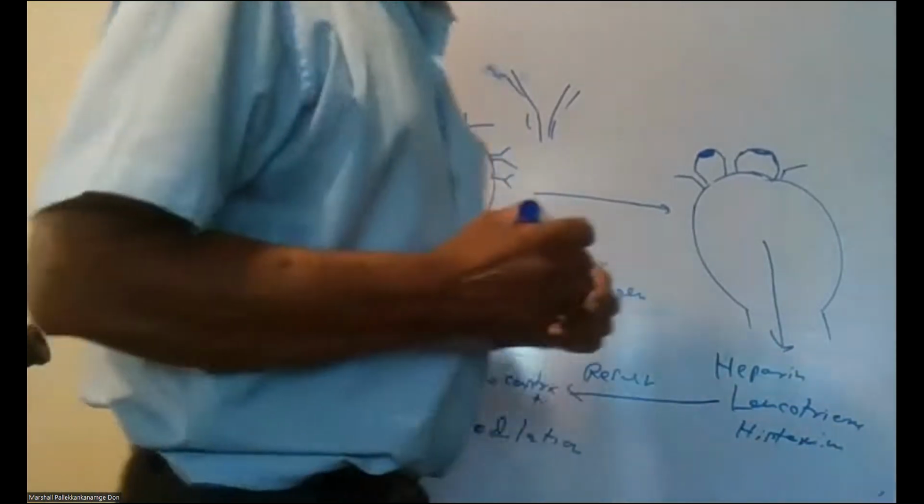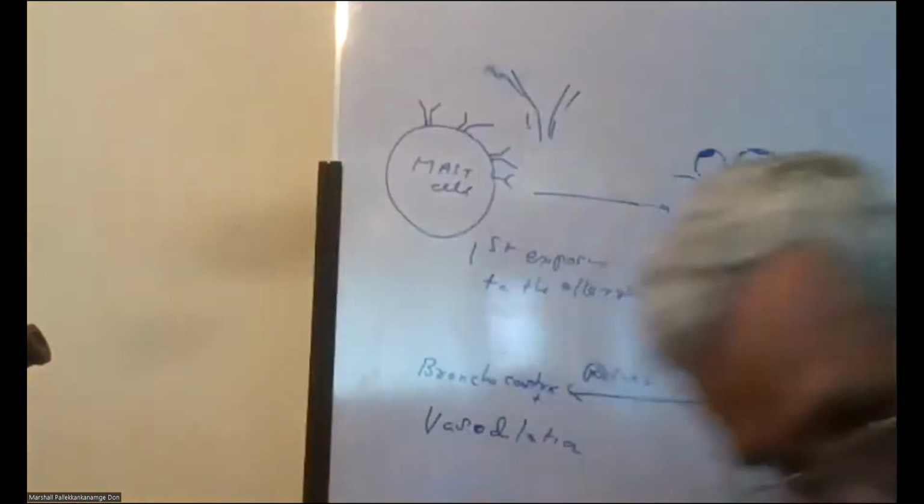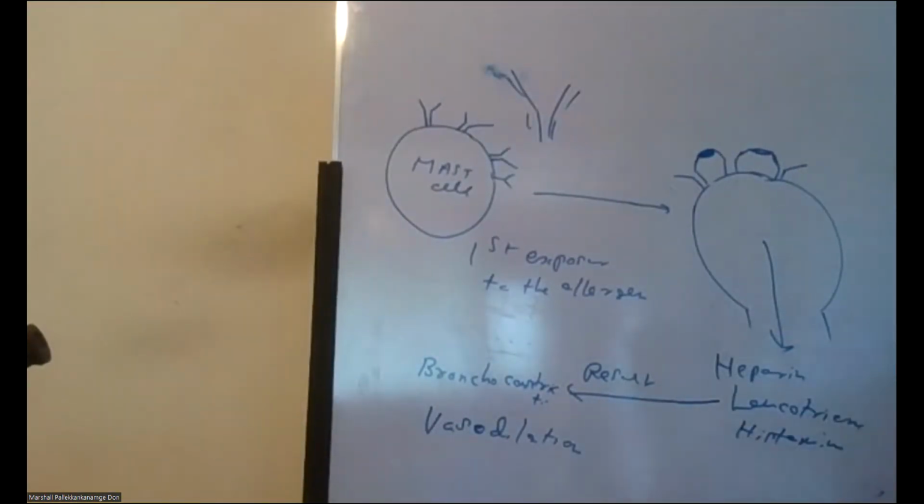Bronchoconstriction is the airways getting constricted, becoming narrow, difficult to breathe. That is asthma. Vasodilation is blood vessels suddenly becoming enlarged. The blood pressure goes down very badly because the blood vessels immediately become enlarged. So the brain doesn't get enough blood. The patient immediately collapses, and unless treated immediately with adrenaline, the patient will lose their life.